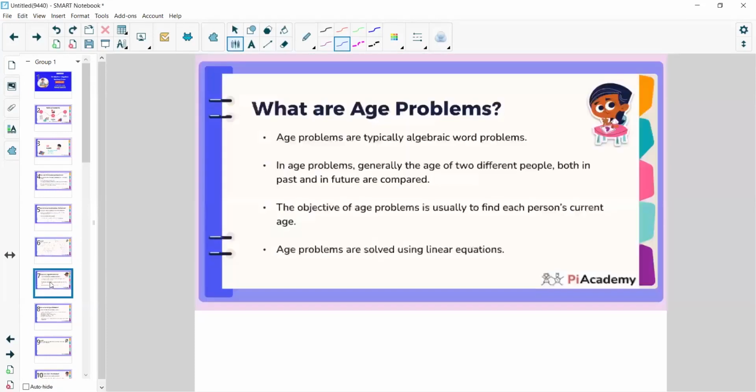Now, let's try to understand what are age problems. Okay. Now, age problems are typically algebraic word problems. Now, can anyone explain to me or help me understand what you mean by these algebraic word problems? Yes, Jeeta Mitra.